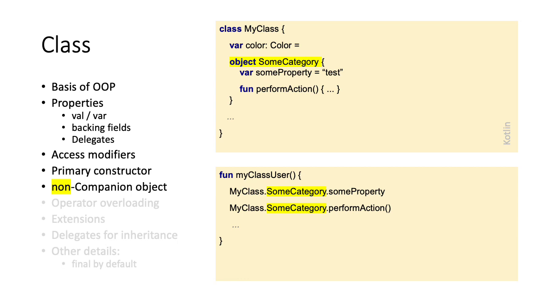You can declare an object inside a class. Object is Kotlin's way of declaring singletons, just like static in Java. Notice the access similar to Java. Some category needs to be explicitly specified, as you see in the block below. My class some category dot some property.